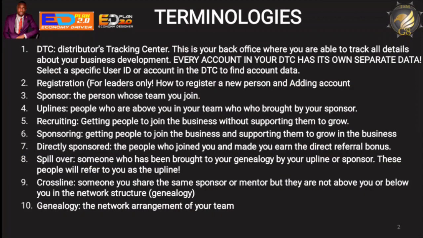The next thing is, you can see here that it says select a specific user ID or account in the DTC to find account data. Yes, that is what usually happens. I believe you have seen at the top, when you open the DTC, it is written you are browsing user ID this. It means anything appearing on that screen belongs to all activities that have happened under that one specific account. If you want to go to the second account, you simply open where the accounts are, that is, you show your user IDs, and then you click on the account that you want to check.